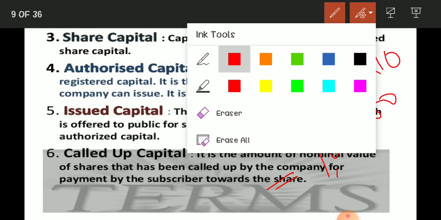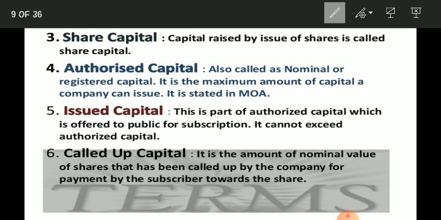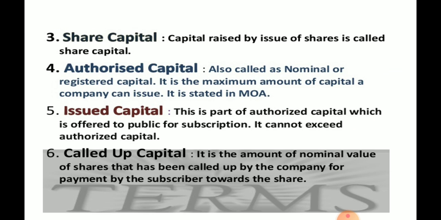Okay, so it will be 1 lakh rupees. Authorized capital. Authorized capital is also called nominal or registered capital. It is the maximum amount of capital a company can issue. It is stated in the MOA, Memorandum of Association.